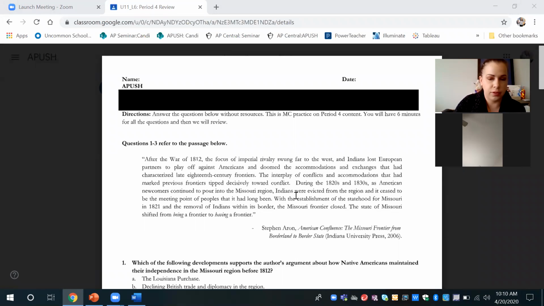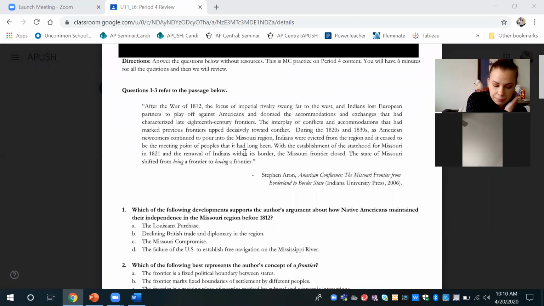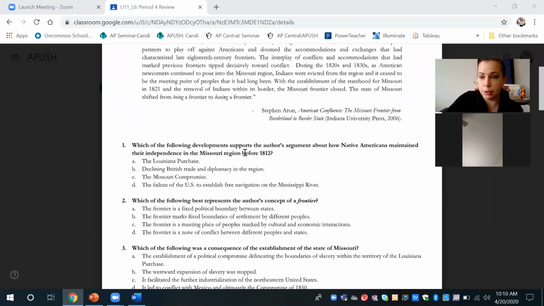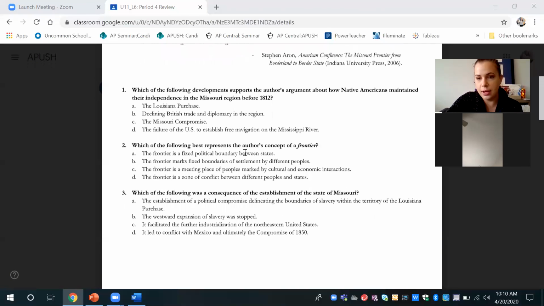Here we go. Okay, so for number 1, the answer is B. Number 2, the answer is C. Number 3, the answer is A. Any questions on this passage? If you can raise your hand. Yes, Isis.